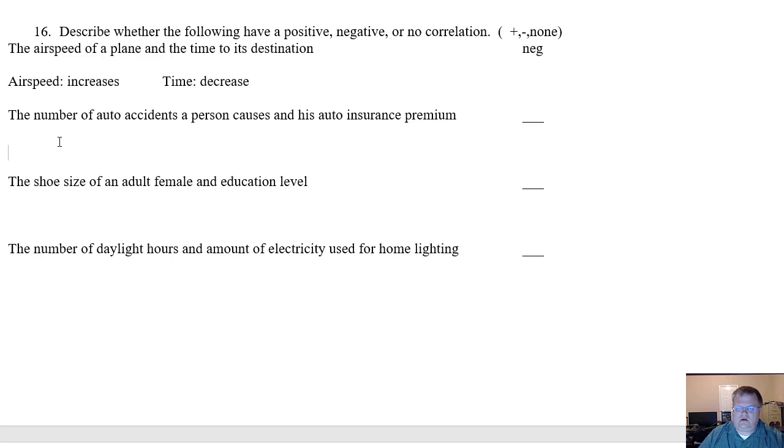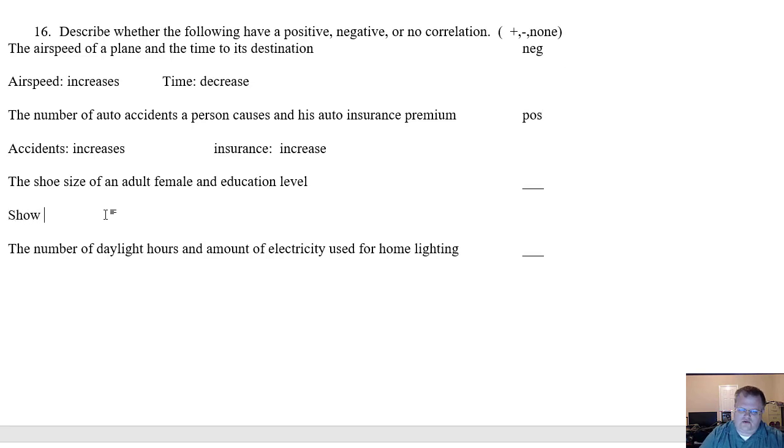Okay, so let's see, accidents. As that one increases, what would I expect about insurance? As your accidents increase, your insurance should increase. So that would be an example of a positive correlation.